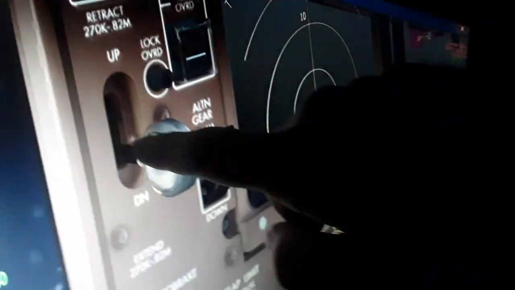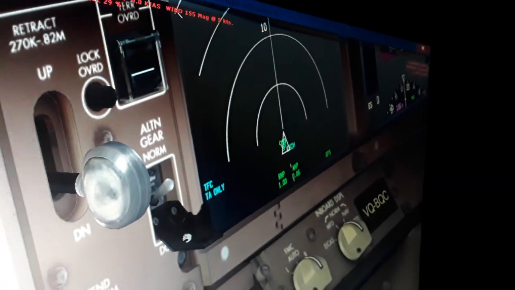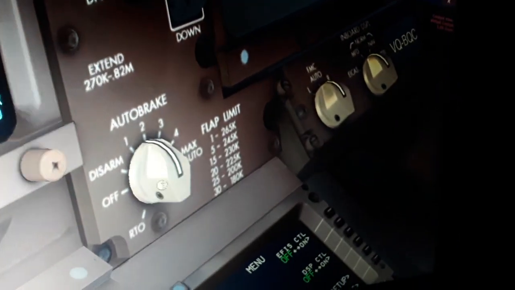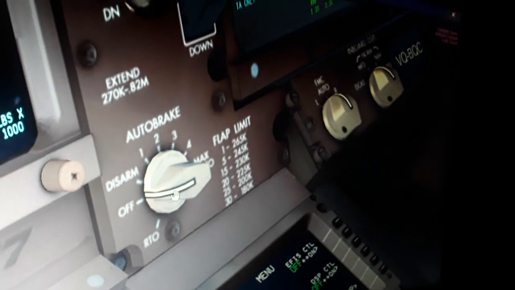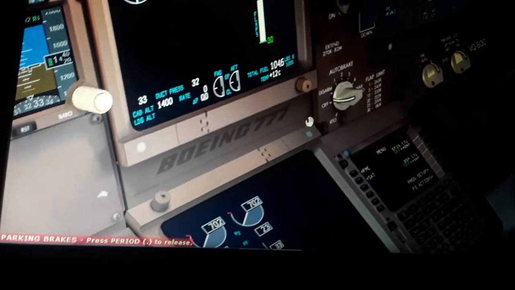Also the upper and lower ACAS here and the indication controller system. Here's the landing gear, the alternate gear in case we have a failure with the normal gear. We have the auto brake system for landing and rejected takeoffs. So you can see again the Boeing 777 mark here, the brand of this aircraft that we fly.